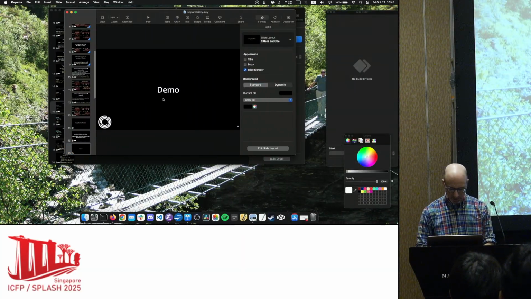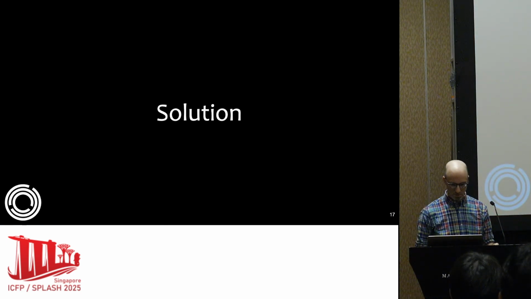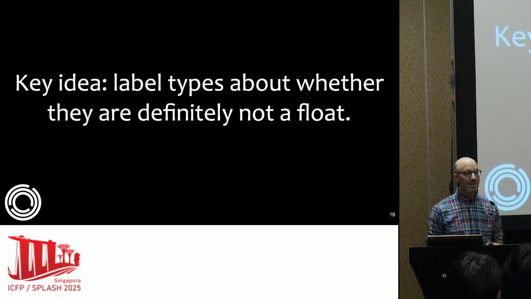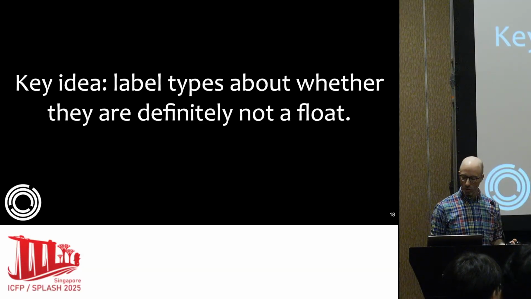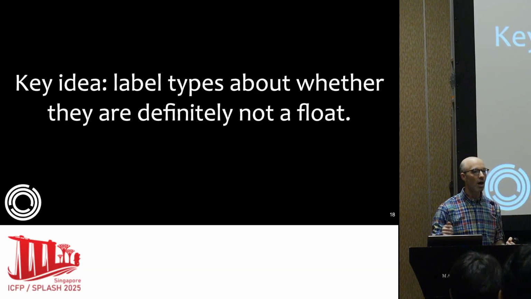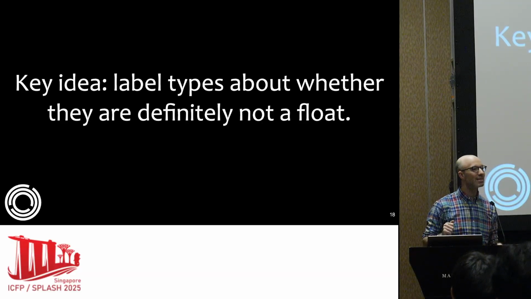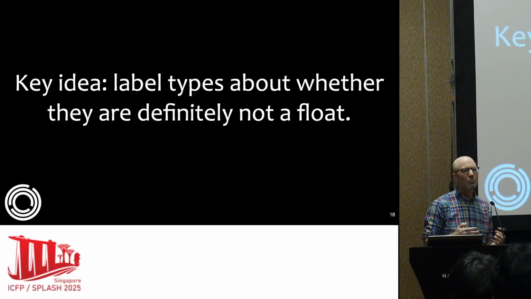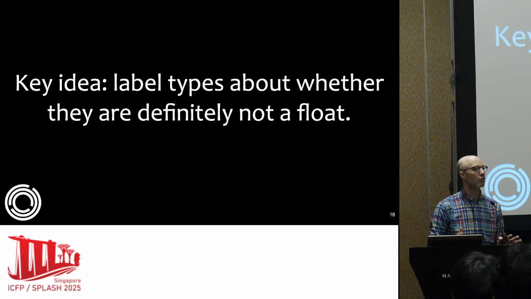Okay, let's go back into the slides, hopefully. Yes, okay, so what are we doing about this? Key idea is we're going to label types about whether they are definitely not a float. Right? The key question is: is this definitely not a float? If it is a float, we can expose that using equals private float, for example.